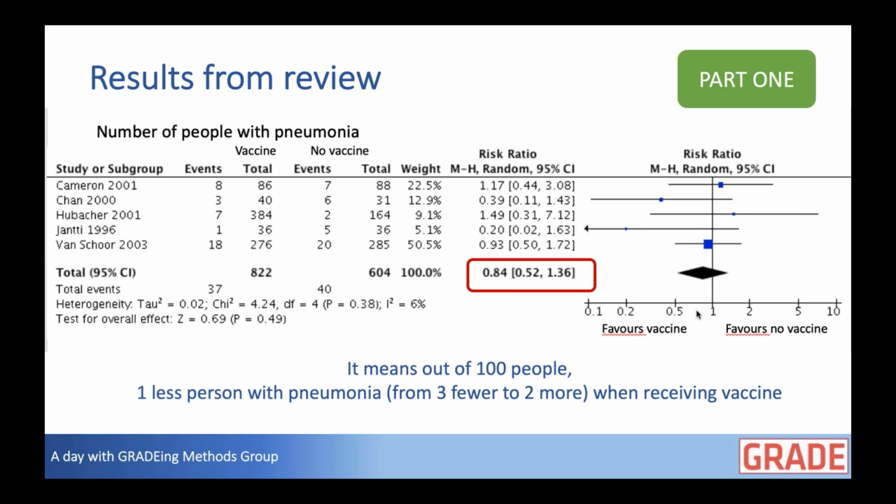We always recommend that you convert it to something that's easy for people to understand, for example, in this case, we're comparing the number of people who had a vaccine or didn't have a vaccine and had pneumonia. And we found this risk ratio and we converted it to what it would mean out of 100 people. So out of 100 people, we would have one less person who would have pneumonia if they were taking the vaccine. And that would be your estimate.